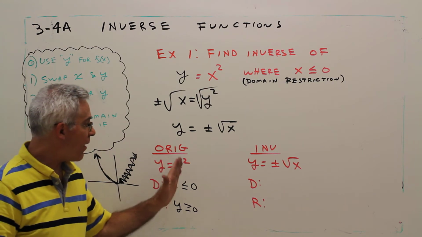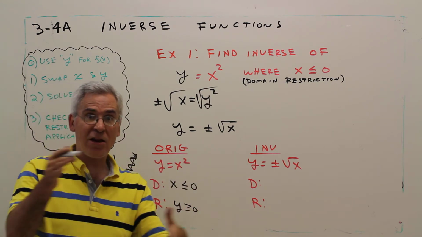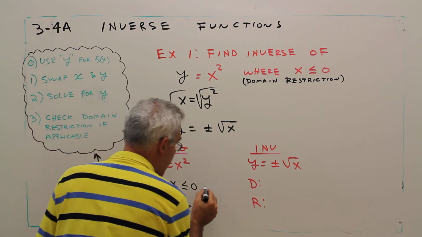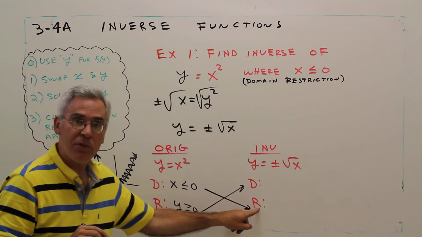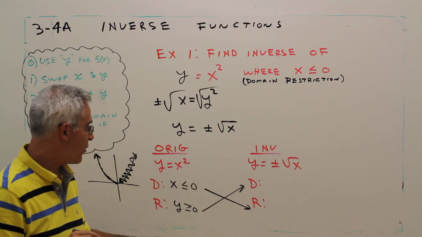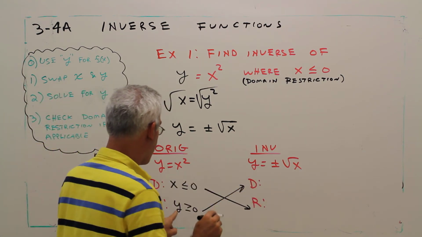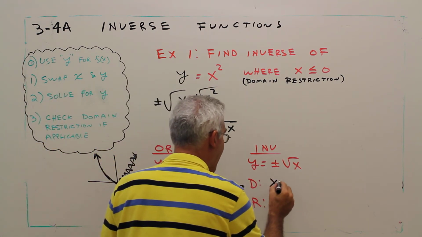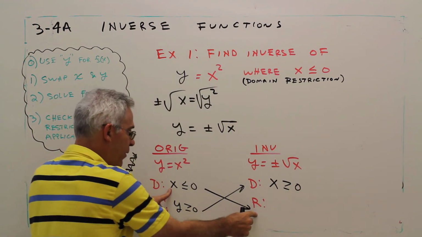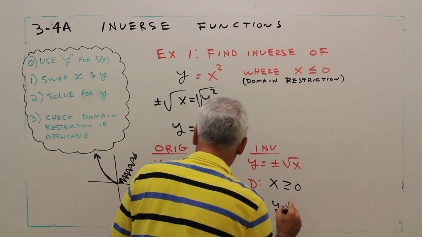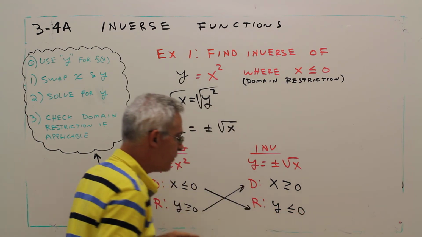And with the function and the inverse, the domain and range are swapped. So I usually just draw arrows like this. This domain becomes that range, this range becomes that domain. So the domain of my inverse is going to be x is greater than or equal to 0, and the range of my inverse is going to be y is less than or equal to 0.